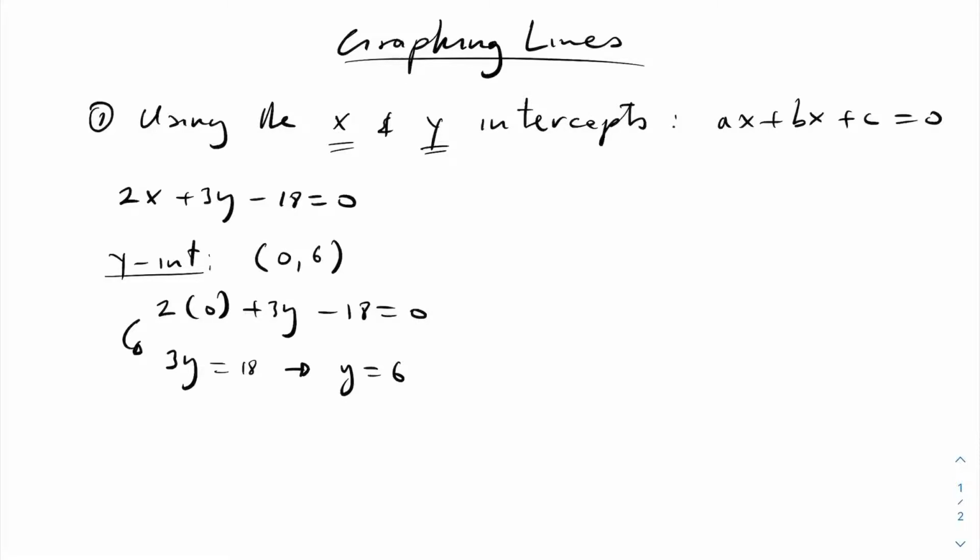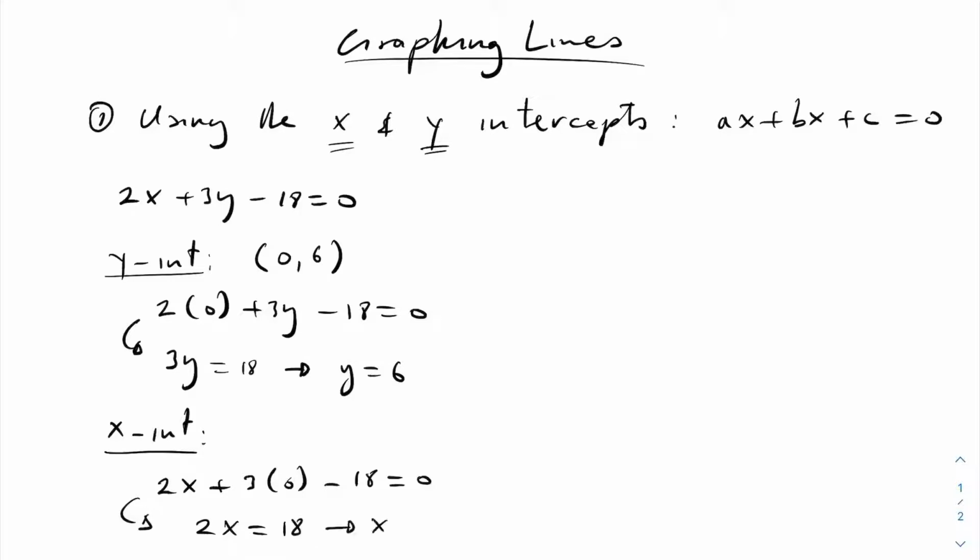Next intercept to find is the x-intercept. To find the x-intercept, all you have to do is replace y by 0. And so you're going to have 2x plus 3(0) minus 18 equals 0. Solving for x here gives us 2x equals 18, and finally x equals 9, which means that our x-intercept is the point of coordinate (9, 0).